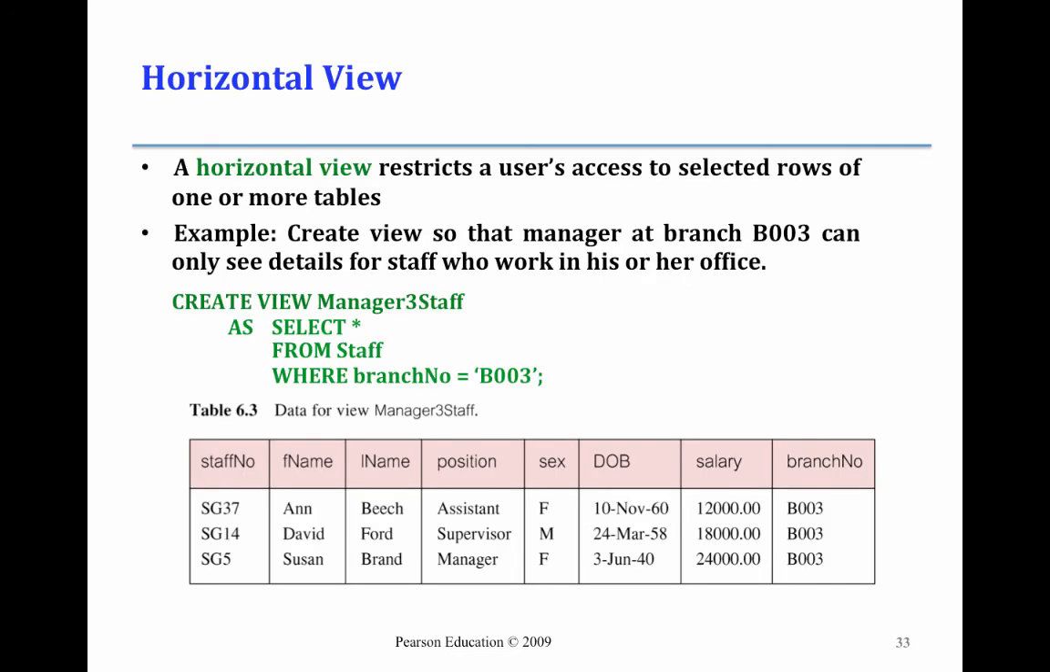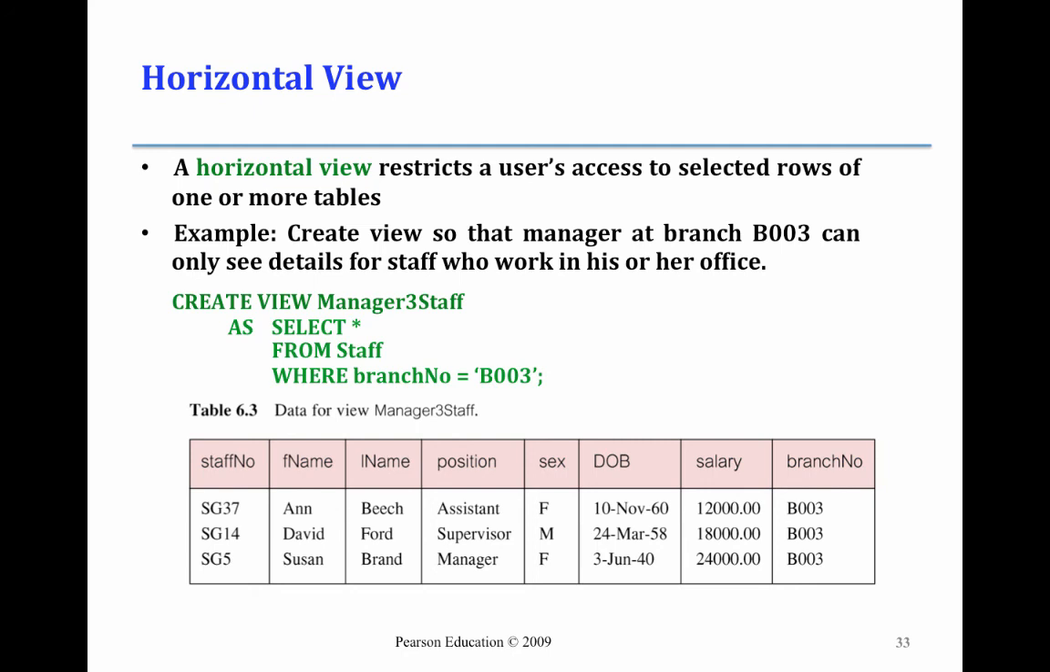And there are two types of views. There are horizontal views, which only show a subset of rows. So you see all the columns, but only a subset of the rows. For example, the manager of branch 3 only needs to see the employee information associated with staff at branch 3. So we might give that manager specifically a view called manager 3 staff that shows the employees in branch 3.